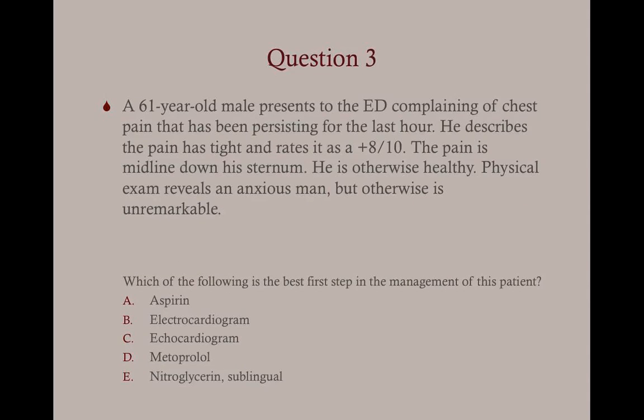Okay. So, a 61-year-old male presents to the ED complaining of chest pain that's been persisting for the last hour. He describes the pain as tight and rates it as an 8 out of 10. The pain is midline down his sternum. He's otherwise healthy. Physical exam reveals an anxious man, but otherwise is unremarkable. Which of the following is the best first step in the management of this patient? Is it A, aspirin, B, an EKG, C, an echocardiogram, D, metoprolol, or E, nitroglycerin sublingual?